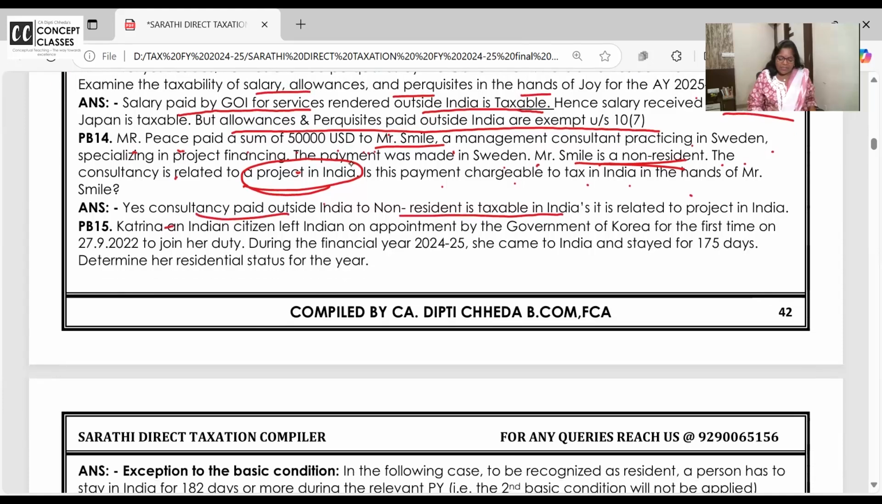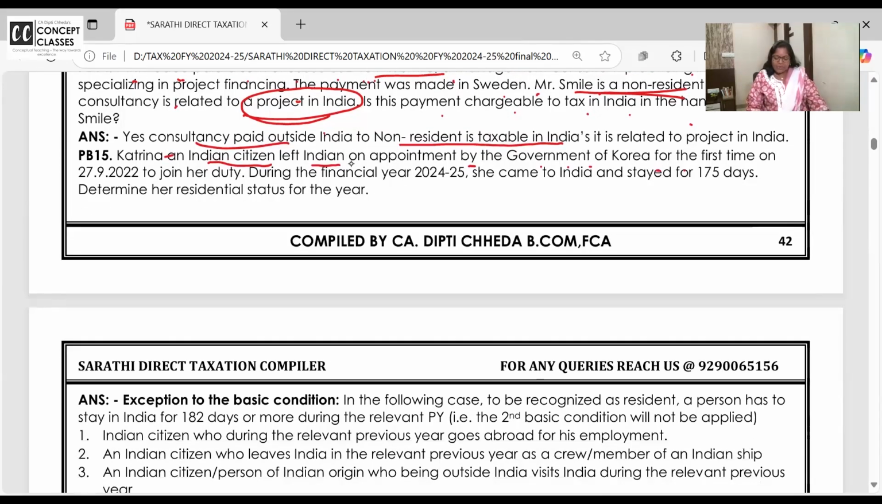Next, Katrina, an Indian citizen, left India and was appointed by government of Korea to join there her duty. During the financial year, she came to India and stayed for 175 days.